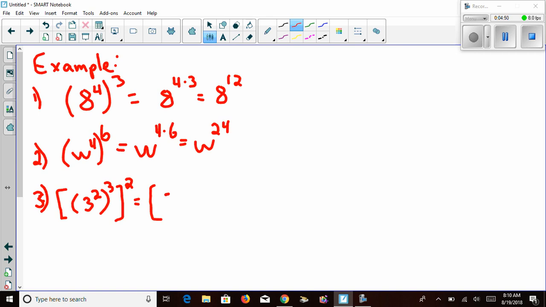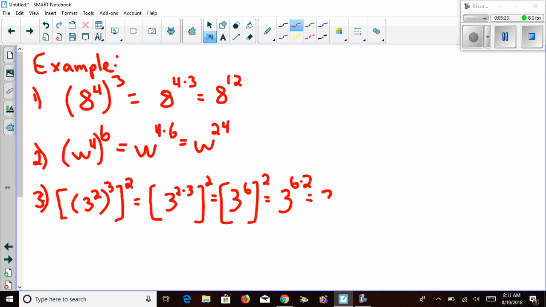We're looking at 3 to the 2nd times 3, so we're going to have to simplify that. When we simplify that, it becomes 3 to the 6th. And now I can deal with the square on the outside by saying, well, 6 times 2, which becomes now 3 to the 12th power.